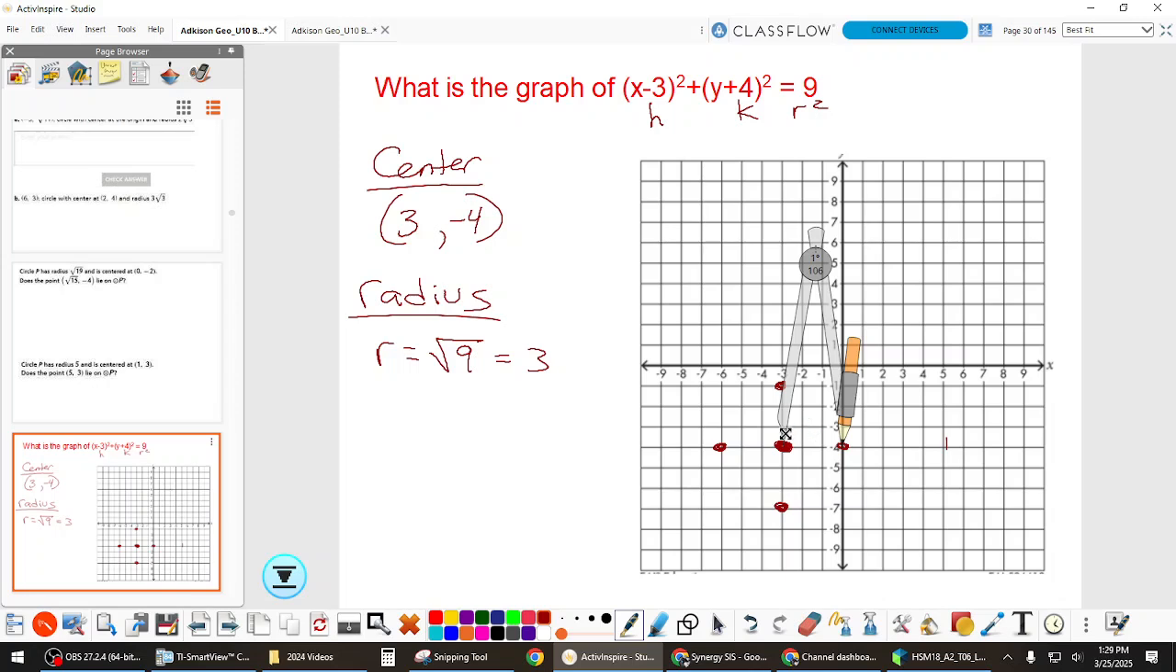So there's your set distance, right? And then now we can just go ahead and draw that circle in. Okay, so that's the circle for that specific equation. Find the center and the radius, that's all. Not too bad.